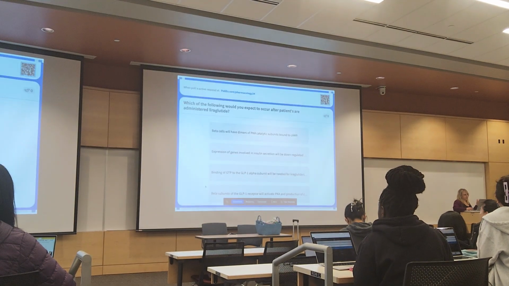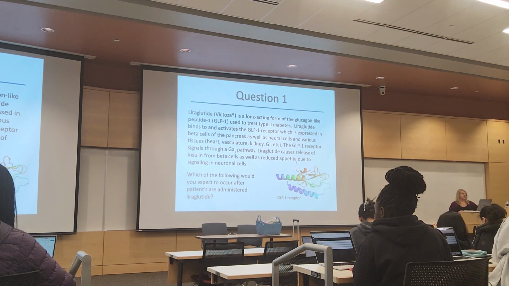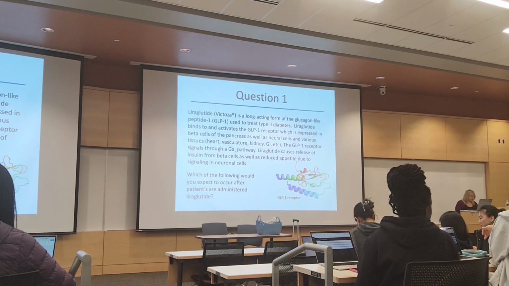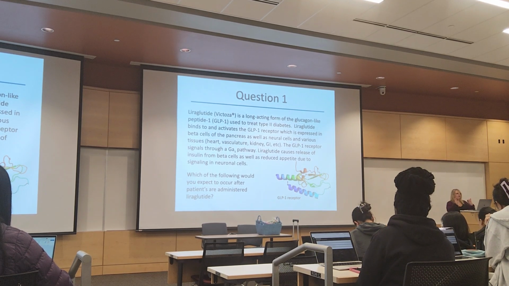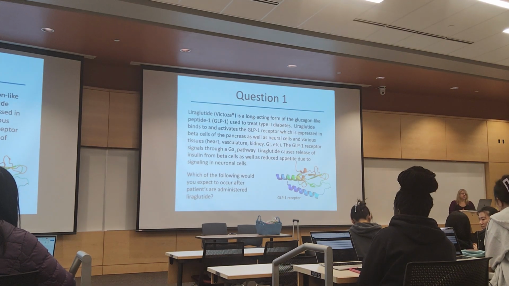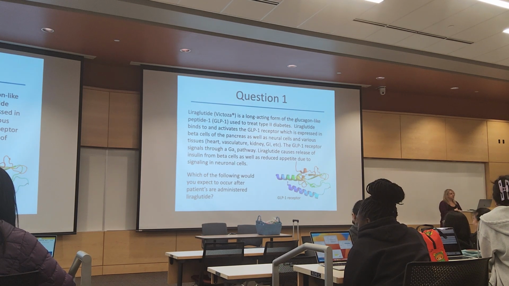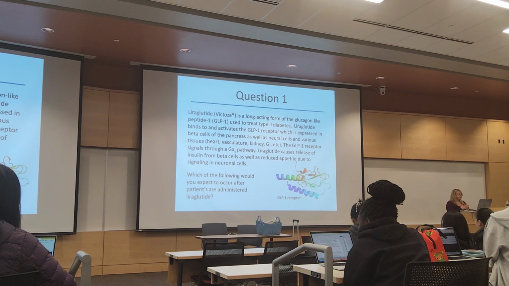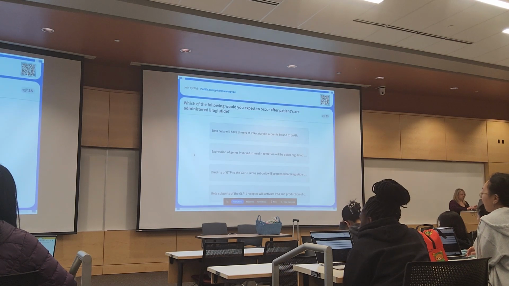Okay, so I'm going to open up the first poll, so you can go ahead and get your answers in while I read the case. Liraglutide is a long-acting form of the glucagon-like peptide GLP-1, which is used to treat type 2 diabetes. It binds to and activates the GLP-1 receptor, which is expressed in beta cells of the pancreas, as well as neural cells and other tissues. The receptor signals through G-alpha S. The drug causes release of insulin from beta cells, as well as reduced appetite due to signaling in neuronal cells. So which of the following would you expect to occur?